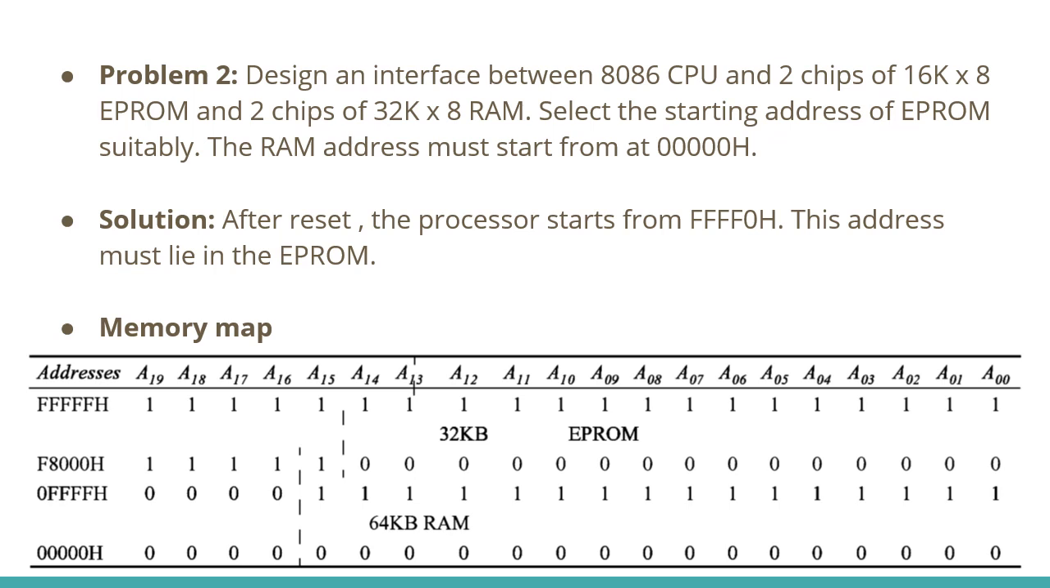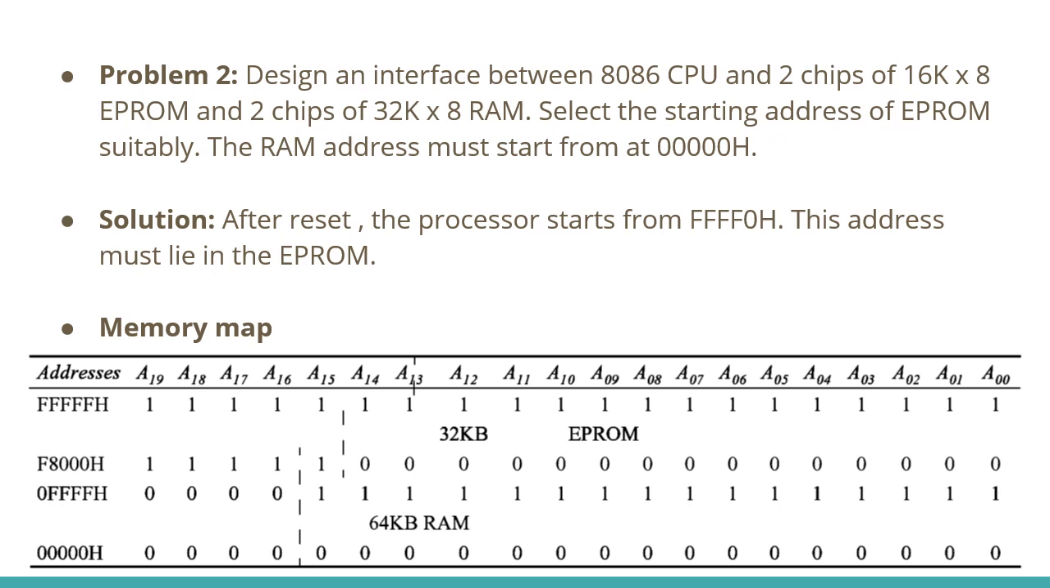Now let's see another problem, which is to design an interface between the 8086 CPU and two chips of 16K into 8 EPROM and two chips of 32K into 8 RAM. We need to select the starting address of the EPROM suitably, and the RAM address must start from 00000H.